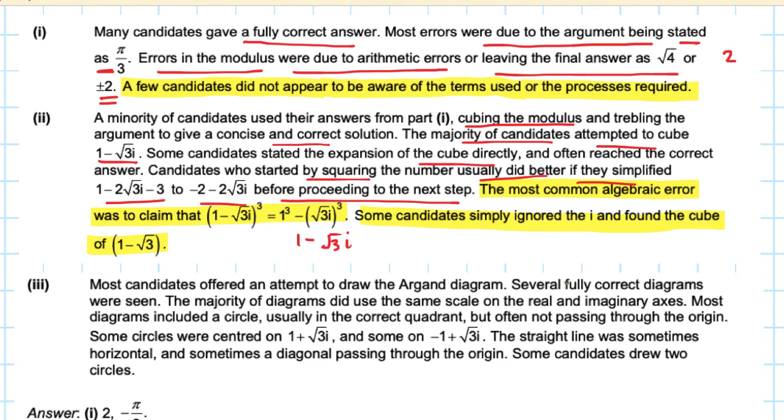Several fully correct diagrams were seen. The majority of the diagrams did use the same scale. This is very important, that we should use the same scale on the real and imaginary axes. Most diagrams included a circle, usually in the correct quadrant, but often not passing through the origin. Some circles were centered at this point, which is wrongly interpreted as the center, and some on this. The straight line was sometimes horizontal or sometimes diagonal passing through the origin. Some candidates drew 2 circles.